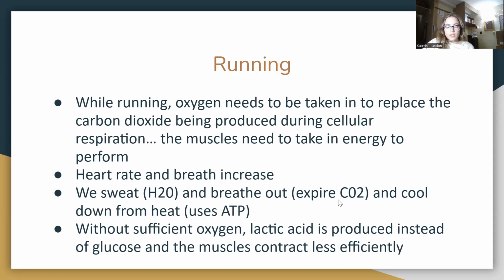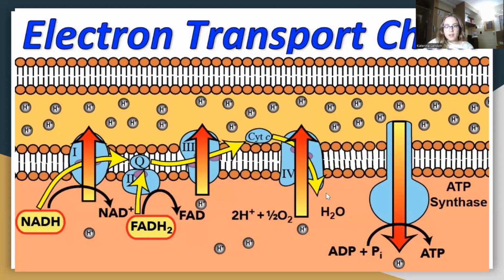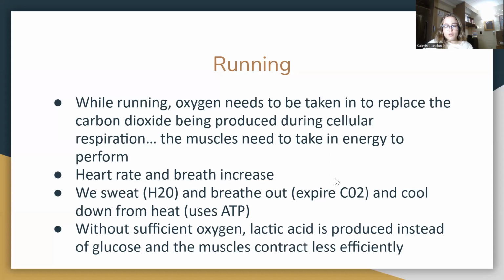We sweat, which is going to be using that H2O, the water that was produced from the electron transport chain. And we also are going to be warmed up as we move our body around. And we're going to need to cool down, which is why we sweat, from the heat. In this process of expending energy, so we're using up that energy that the cellular respiration made, we're going to be using up the ATP. And that's when the cycle is just going to continue. We're going to need more energy because we're using it up.